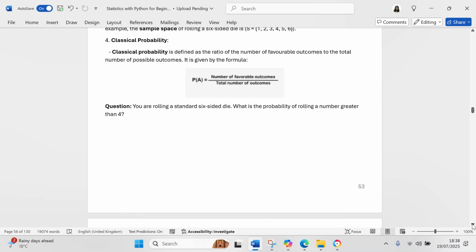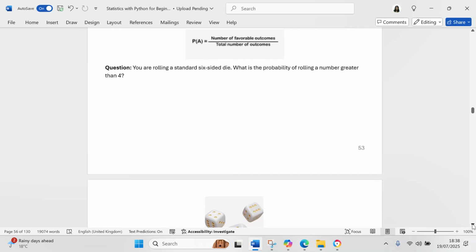You have something called classical probability, which is defined as the ratio of the number of favorable outcomes to the total number of possible outcomes. And it's given by the formula P(A) equals the number of favorable outcomes divided by the total number of outcomes.